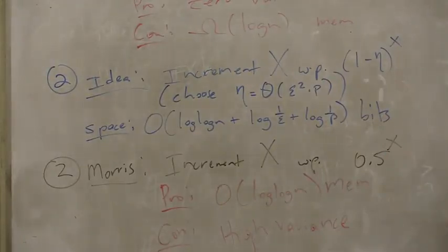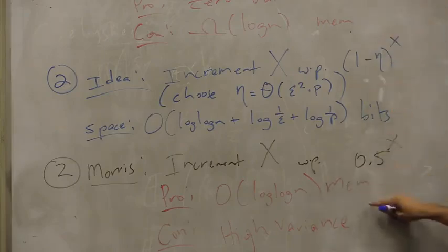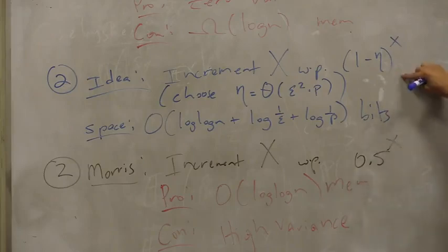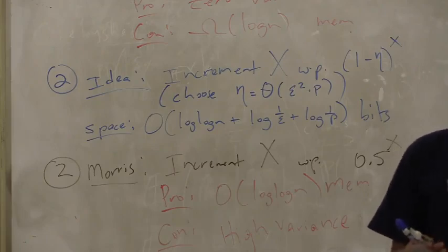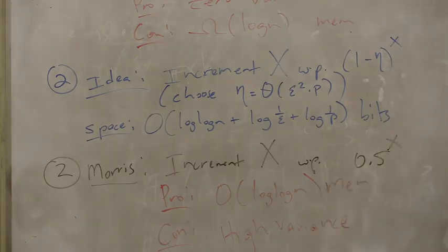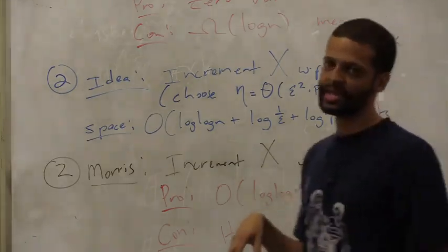And of course, here to estimate n, you just output x. Here to estimate n, you output 2 to the x minus 1. Here, it's going to be something different that depends on eta. You have to do a calculation basically to figure out what exactly it should be. But you can make that work out. I'm not going to do that on the board today. Okay? So that's all I wanted to say about Morris's algorithm.